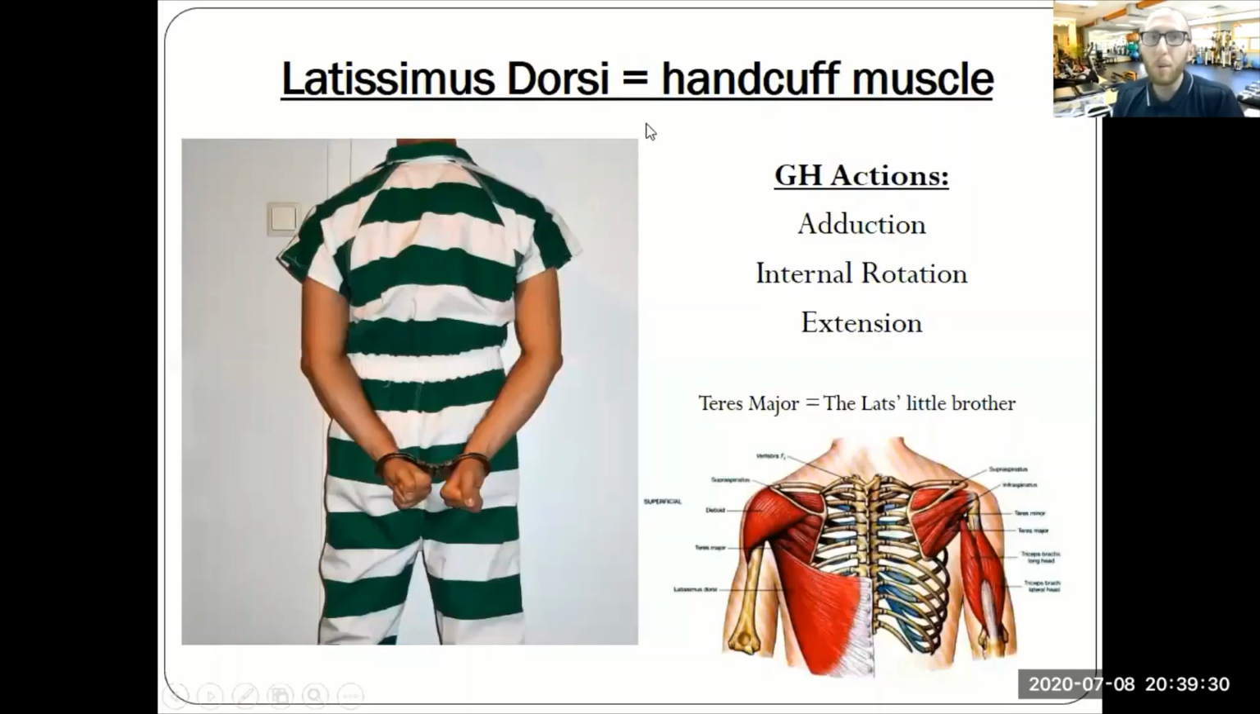A quick way to remember the latissimus dorsi is that a nickname for the lats is the handcuff muscle. If you've been handcuffed, hopefully not, but if you have or have seen it, basically it's adducting, extending, and internally rotating everything going on in the shoulder joint for this individual. So extension, adduction, and then internal rotation for the handcuff. Try it yourself wherever you're at, and you can feel all three of those actions.